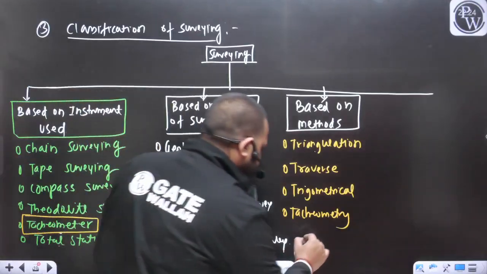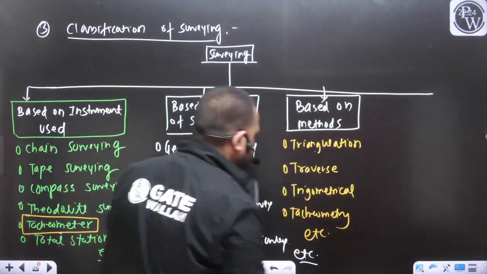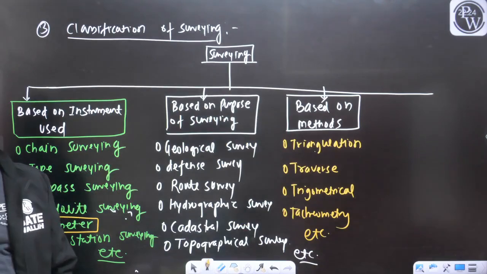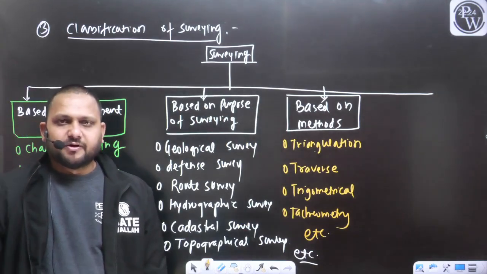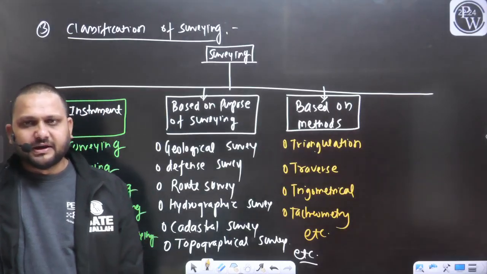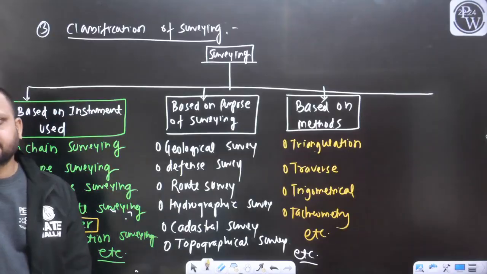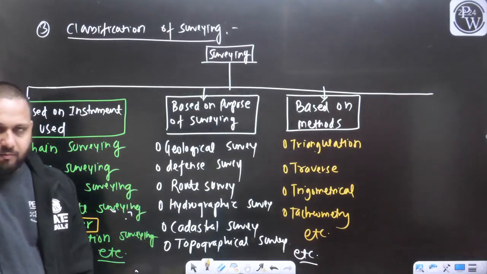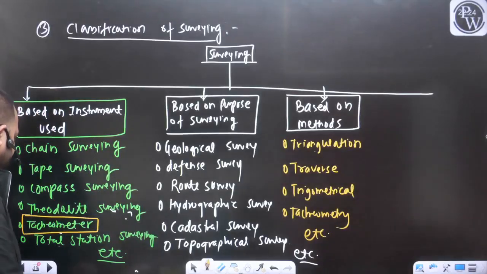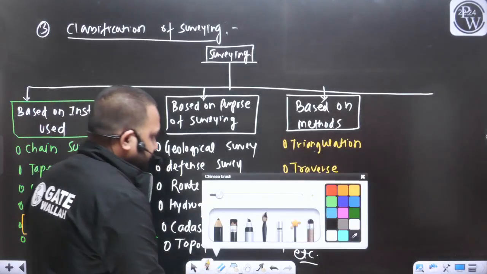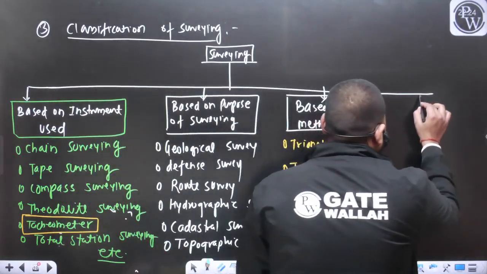Etc. I hope with the help of these four examples, you have got this concept, how we can classify the surveying based on the method used for the surveying. Is there any other way to classify the surveying? Is there any other way? Yes.